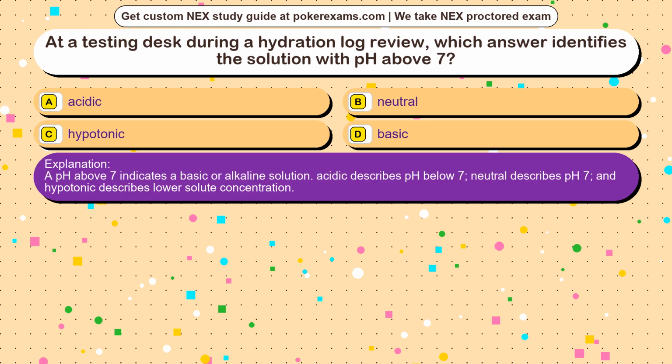A pH above 7 indicates a basic or alkaline solution. Acidic describes pH below 7, neutral describes pH 7, and hypotonic describes lower solute concentration.